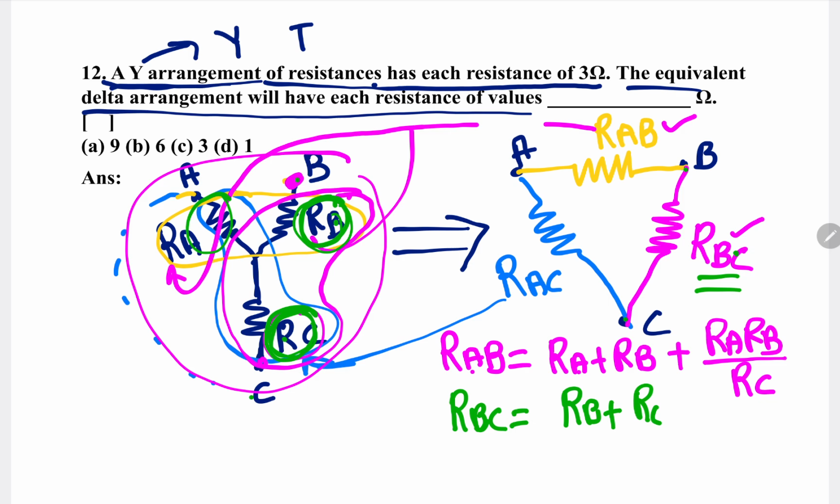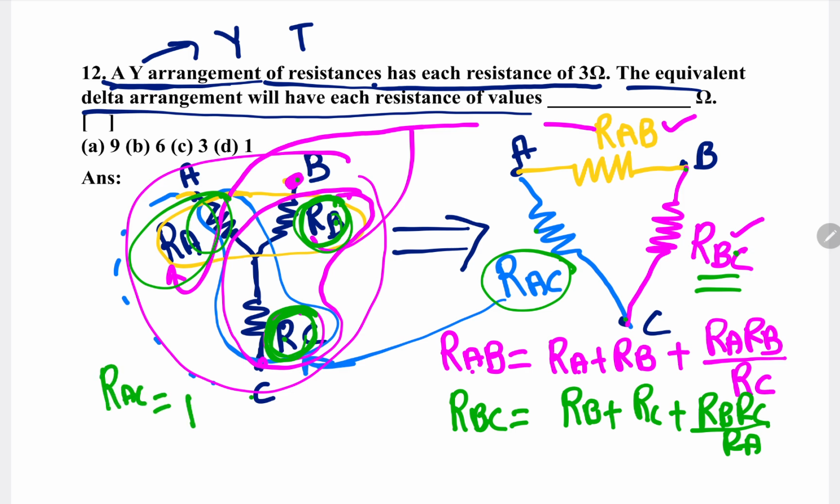RB plus RC plus RB into RC divided by third resistor RA. Similarly, I want to write the formula for RAC. This RAC came because of this RA and RC. So I will write RAC is equal to RA plus RC plus RA into RC divided by RB. Right? You understood the formula?